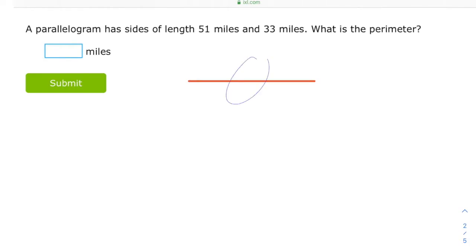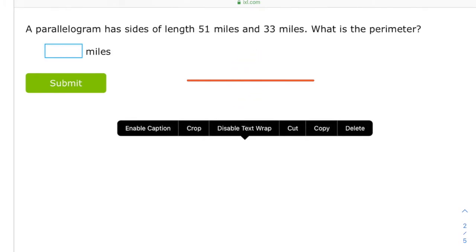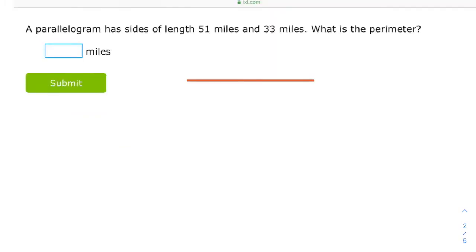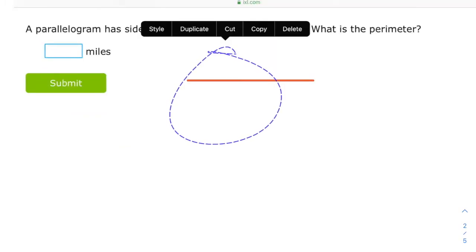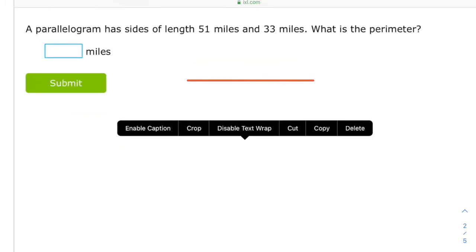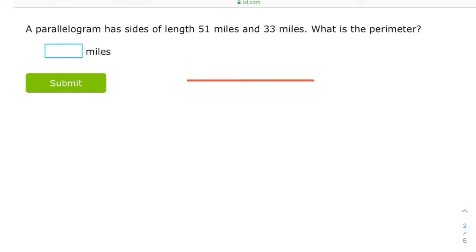That is weird. It's not what I want. I just want to copy and paste this. Weird. Okay.